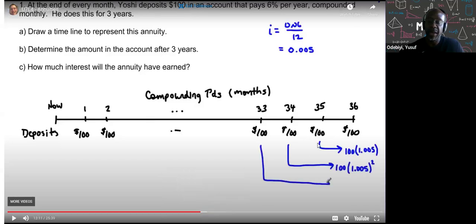You can see here, month 35, there's one compounding period. Month 36, there's no compounding period. That's just the last deposit. Then you look at month 34, we'll get 2 compounding periods. Month 33, we'll get 3 compounding periods. So month 1 will get 36 compounding periods. So let's just look at it.